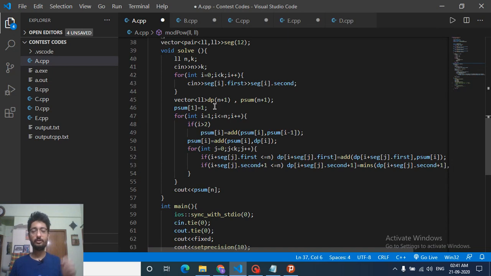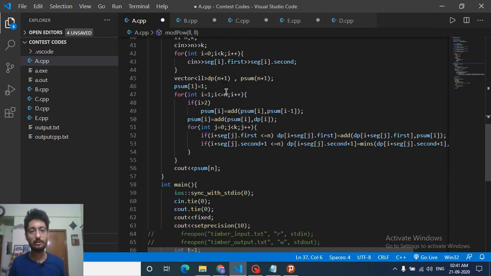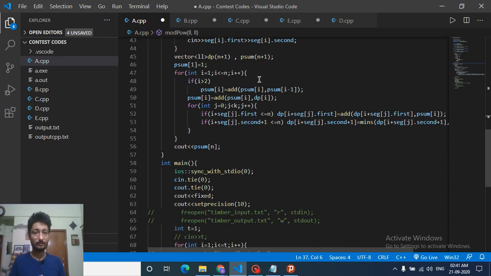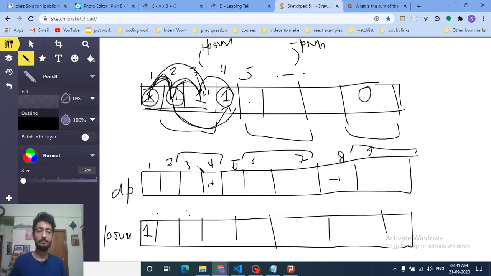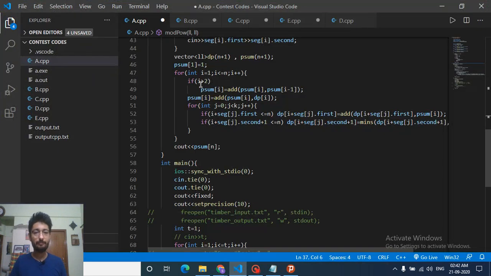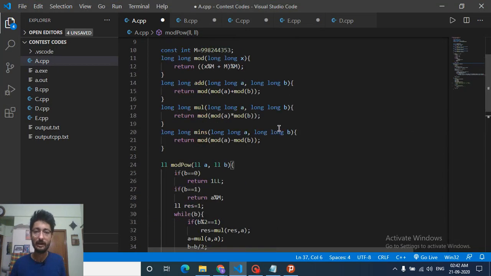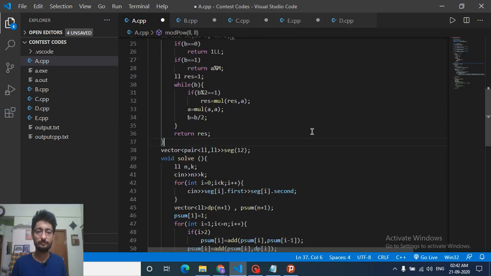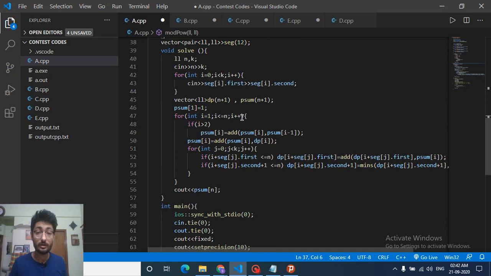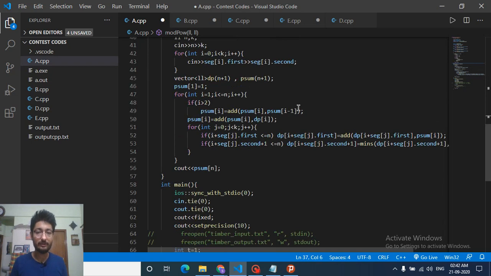I initialize my psum equal to 1 because there is only one way to reach the first block. Then for all the further blocks we have to update our psum. Because psum is the prefix sum, how can you update the prefix sum? Take the previous value and add the current value to it. So my psum at the current ith position is equal to the previous value added to the current value. Because everything is mod, I have used this add function with the given mod value.